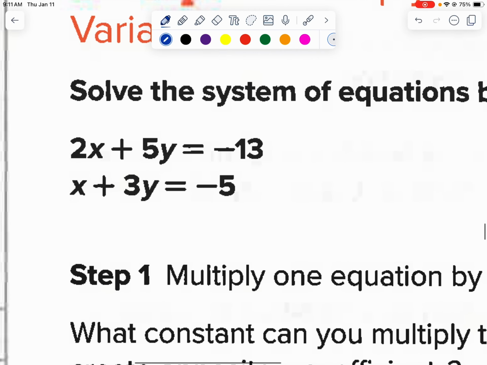Okay, so we're looking at this one right here. We're looking for which one has a 1 or a -1 for the coefficient. And so that would be right here. There's an invisible 1. So I want it to be the opposite of 2. What's the opposite of 2? -2. So what we're going to do is multiply the second equation by a -2.